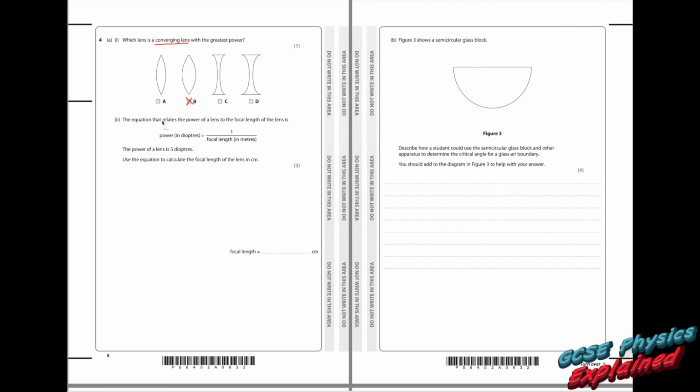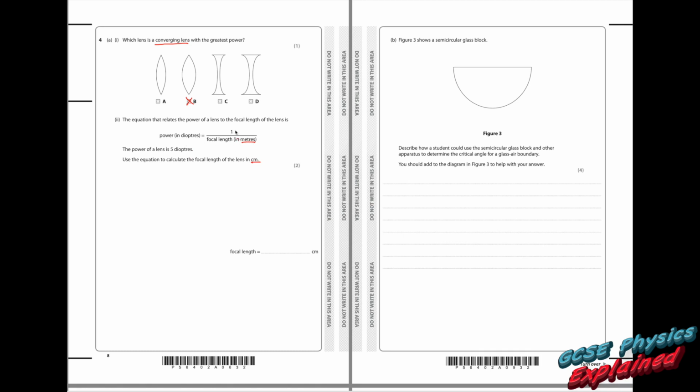Part 2. The equation that relates the power of a lens to the focal length of the lens is power in diopters equals 1 divided by the focal length in meters. The power of a lens is 5 diopters. Use the equation to calculate the focal length of the lens in centimeters. Oh, naughty. So they're going to try to catch you out a little bit there.